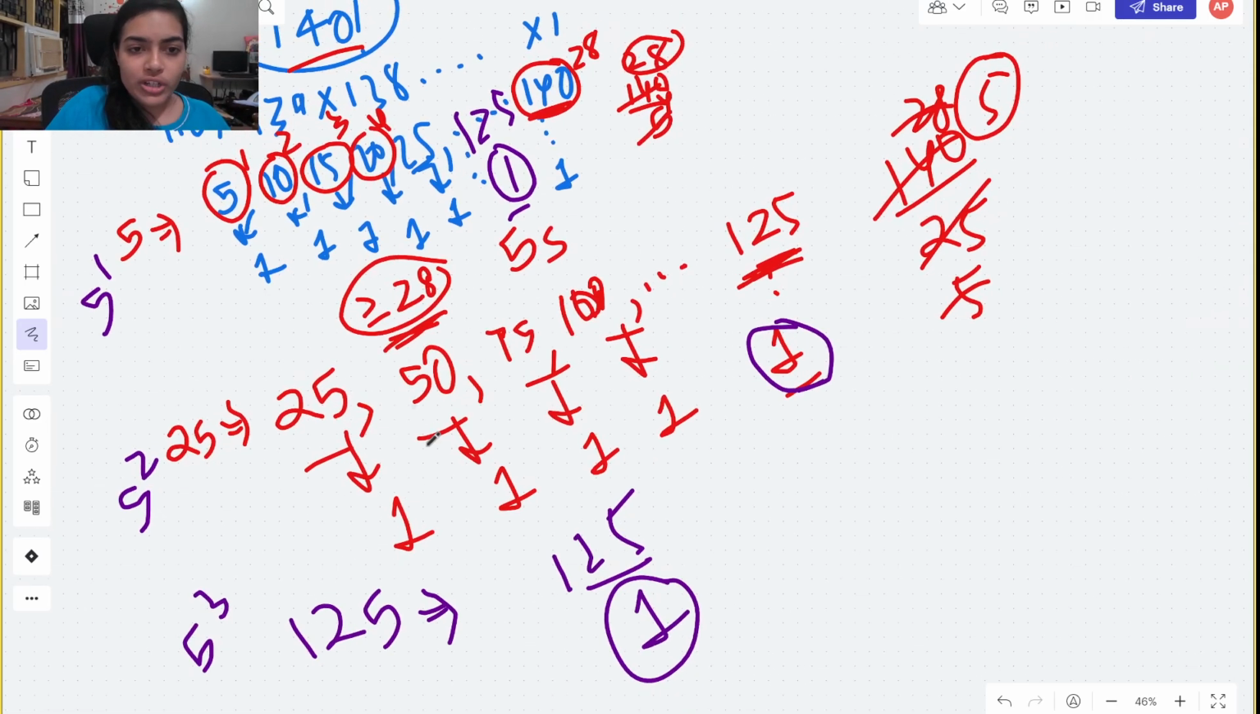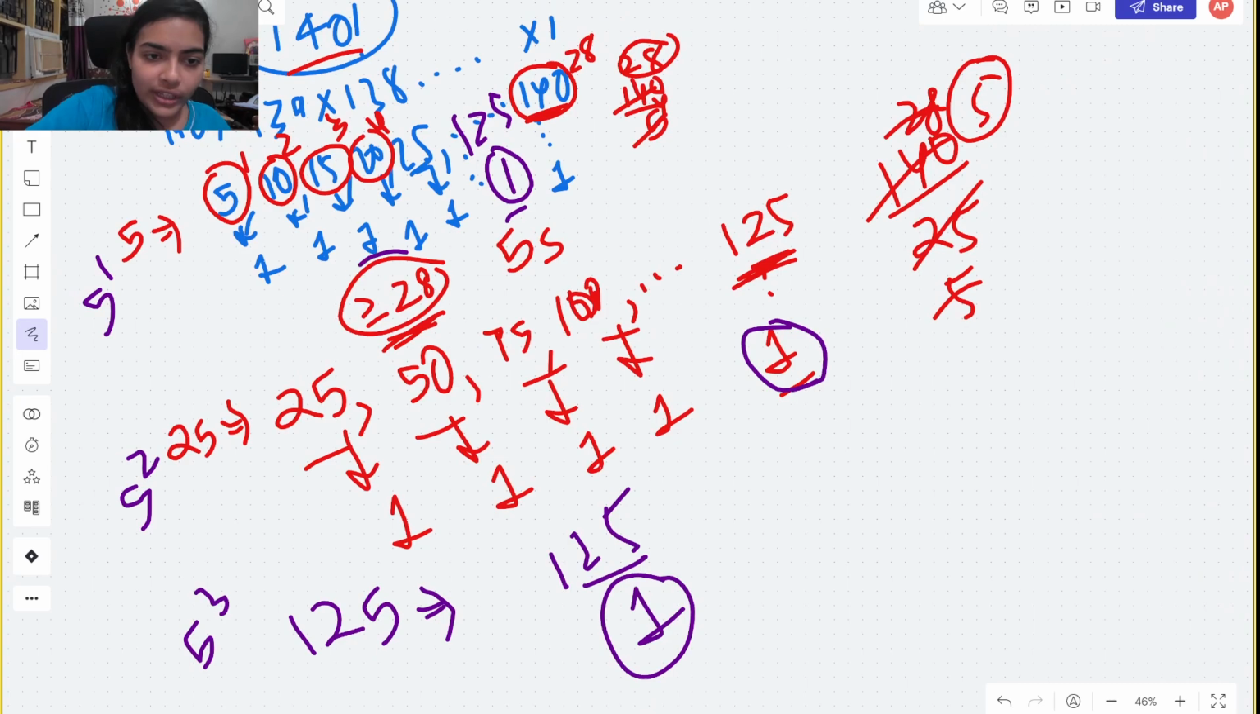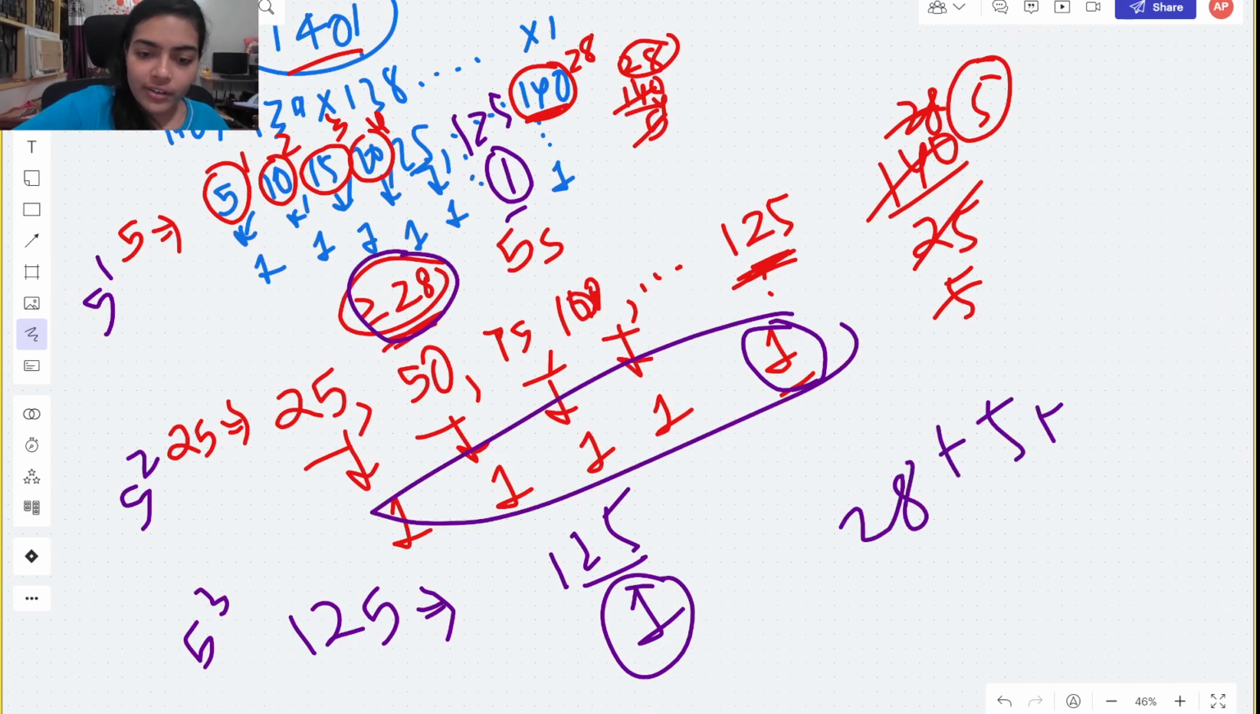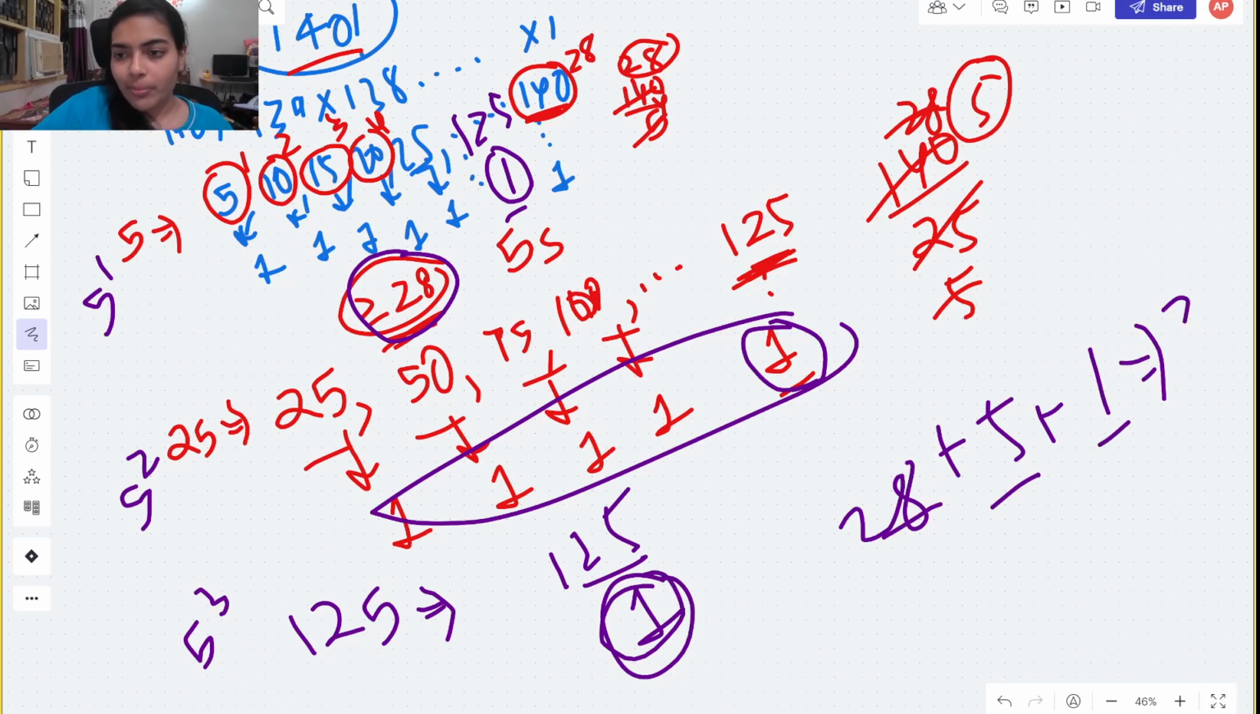So this is the simple logic. So what is the total number of 5s? First let's calculate that. Here you have 28. Here you have 5. And here you have 1, right? So the total number of 5s is 28 plus 5, 33. 33 plus 1 is 34.